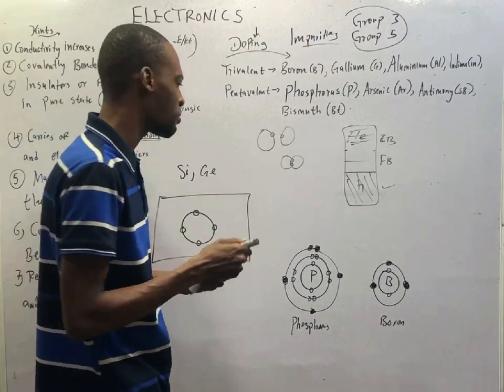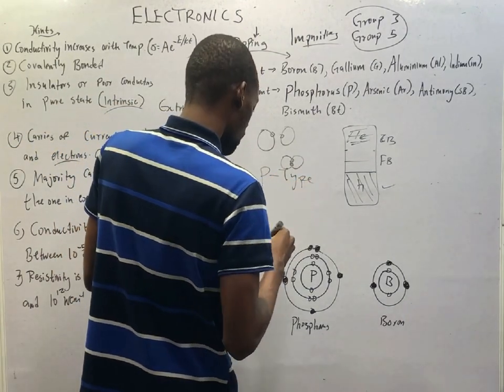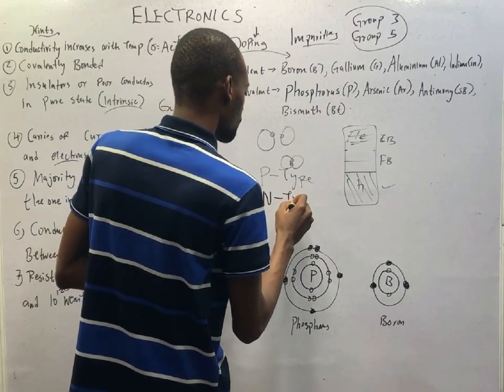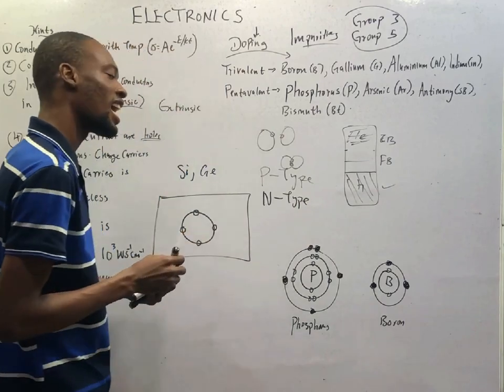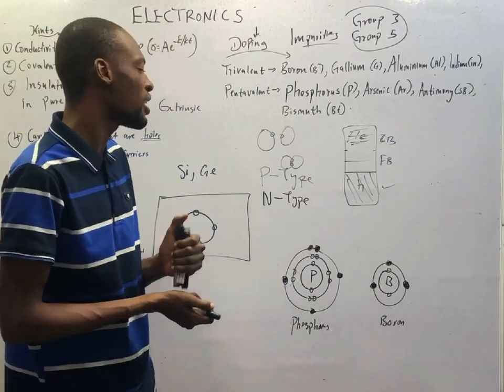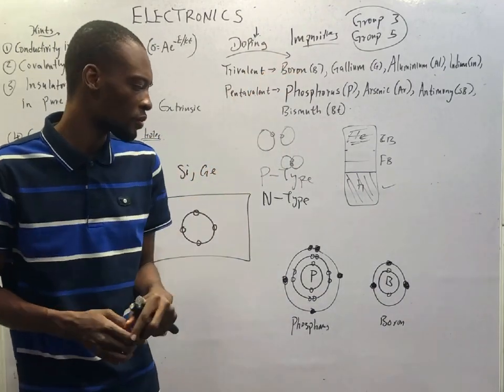Now, a semiconductor can be p-type or n-type. Whether it is p-type, positive type, or n-type, negative type, depends on the impurity you use.